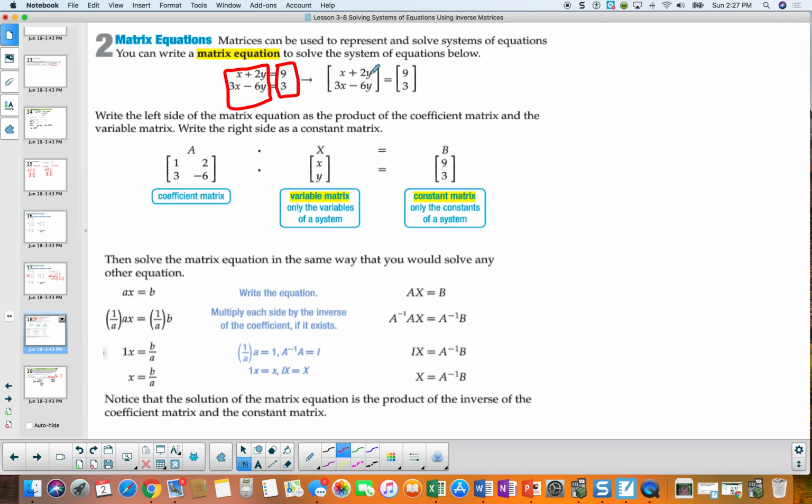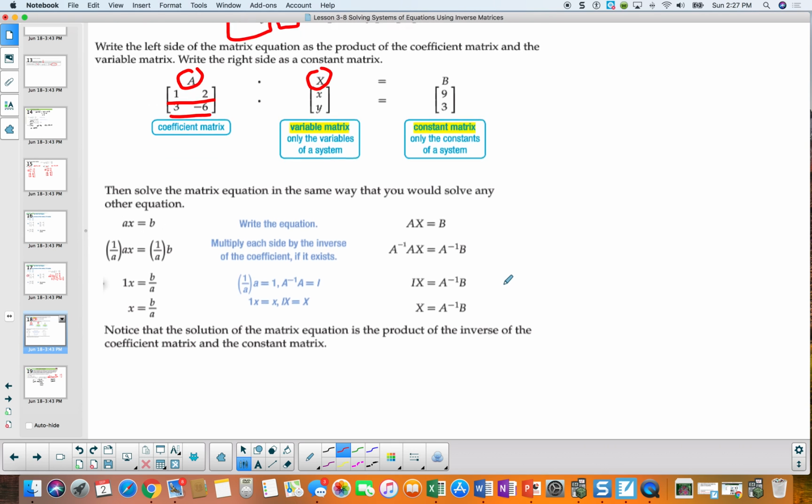Now this matrix, what we're going to do is put the coefficients in A, and in the X matrix we're just going to write X and Y. So when you multiply these two, this row with this column, you create the x plus 2y. If you take this row and multiply this column, you're going to create the 3x minus 6y.